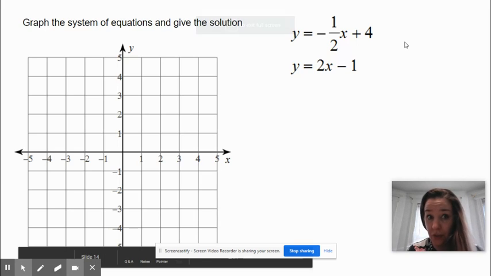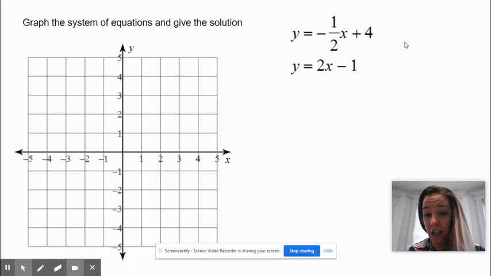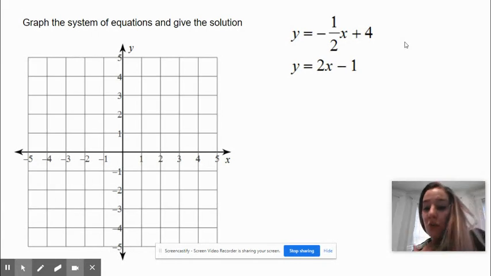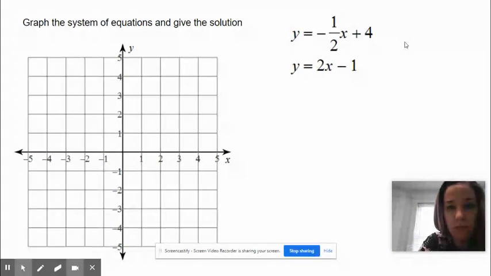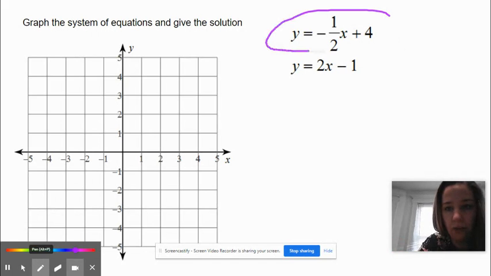Okay, so for this video, this is going to help with questions 16 through 20. This is like the big deal we've been building up to the whole time. So now we have to graph both of these lines and then identify where they meet, identify the system. So I'm going to start by graphing this one.